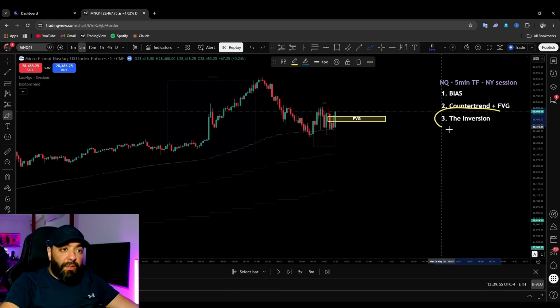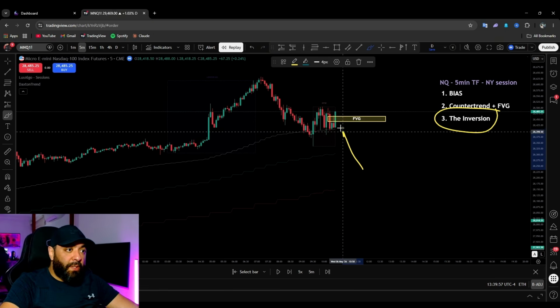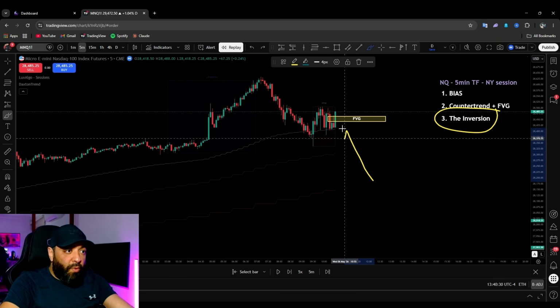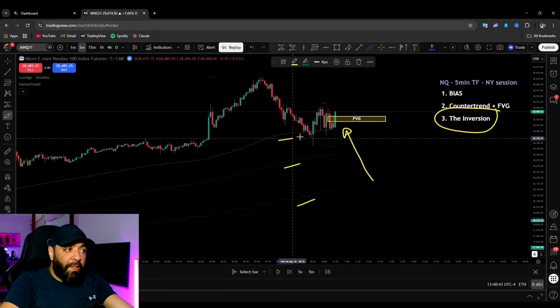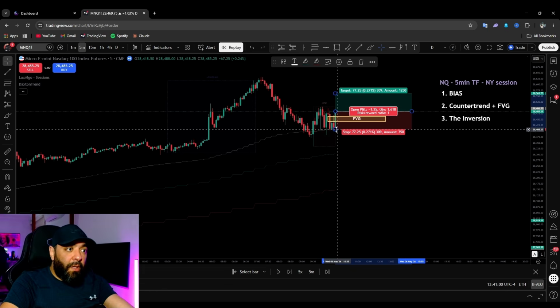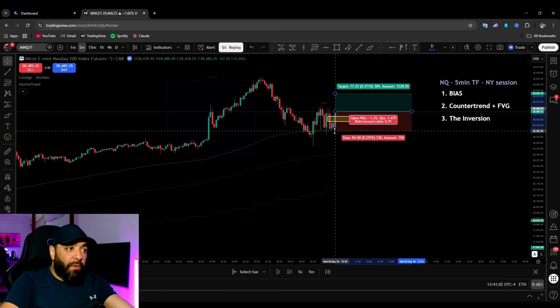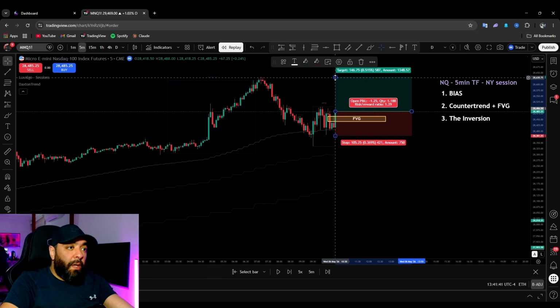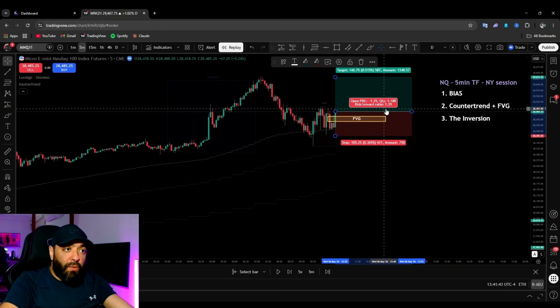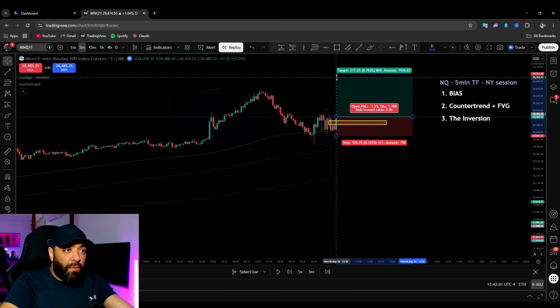And there is where step 3 comes. If we inverse the fair value gap, that means if we break back through this bearish fair value gap in the direction of my bias, that's where I enter. I either put my stop loss under the candle which broke the FVG or the swing low, and my target will be the previous liquidity. And if it's not giving me at least 2R, I simply target 2R.